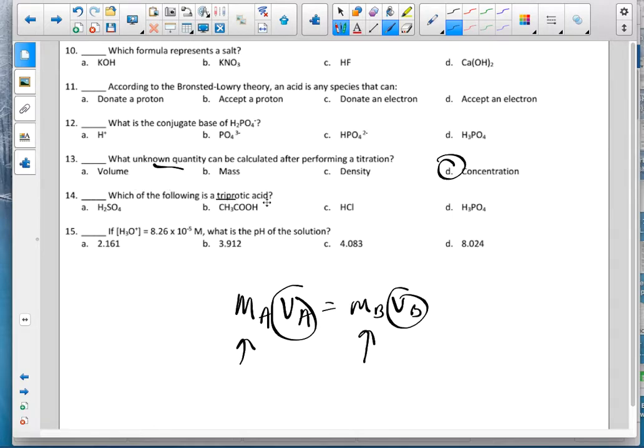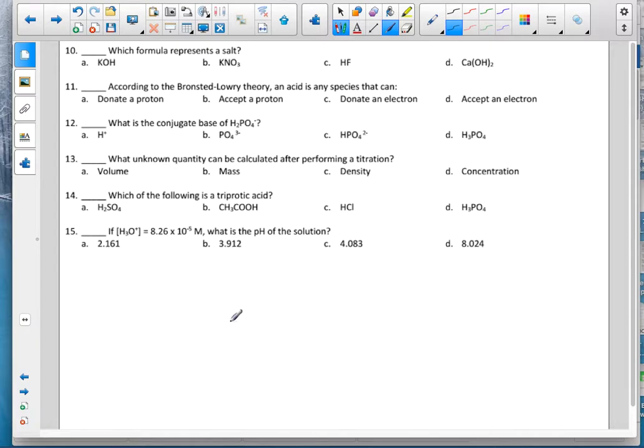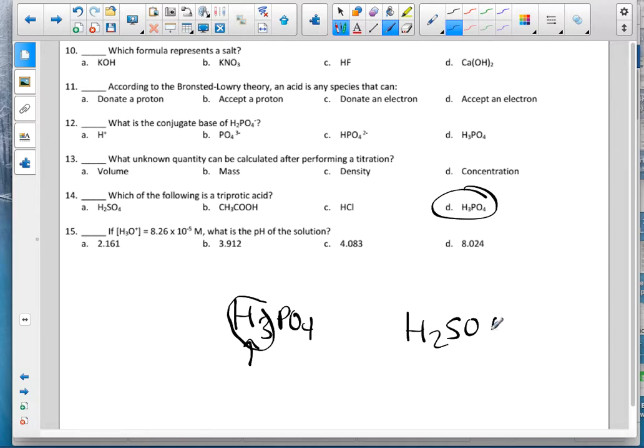14 says triprotic. Triprotic means 3 H's. So like this, H3PO4 means in the formula there's 3 H's. That would be triprotic. If she asks you diprotic, notice here, H2SO4, see the 2 right there? That's diprotic, and monoprotic just means 1 H.